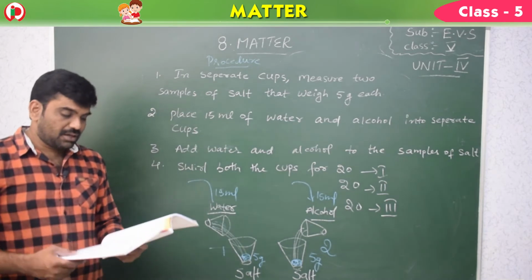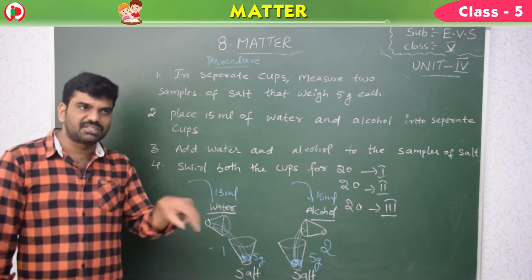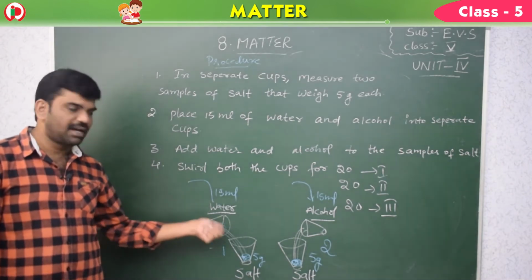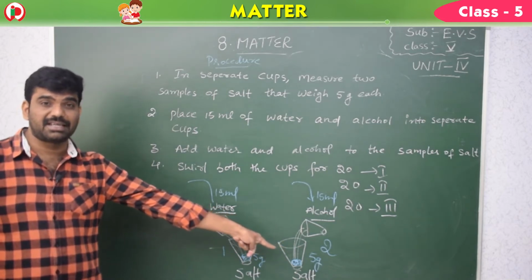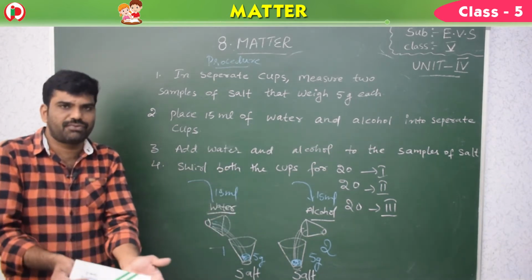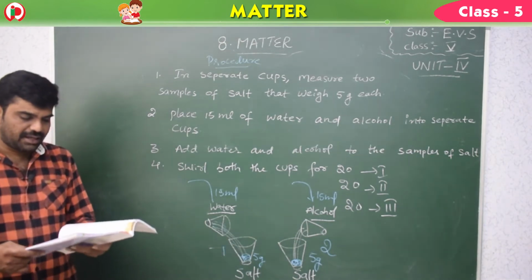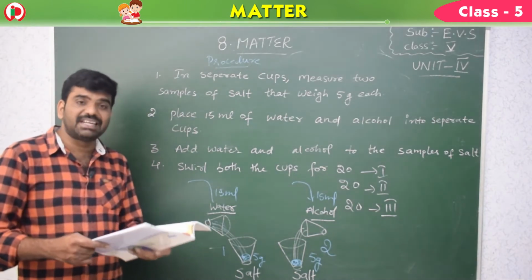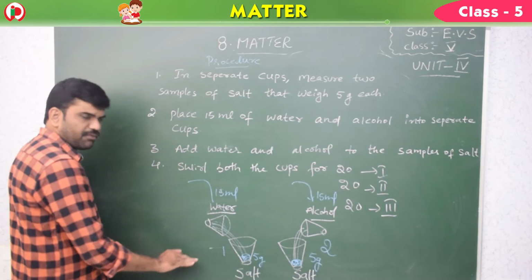Carefully pour off the water and alcohol from the cups. After swirling for 1 minute or 60 seconds, in this cup, water will be there, because we have added water. In this cup, alcohol will be there, because we have added alcohol in the second one. So, after 60 seconds, you just pour off the water and alcohol from the cups and compare the amount of undissolved salt left in each cup.